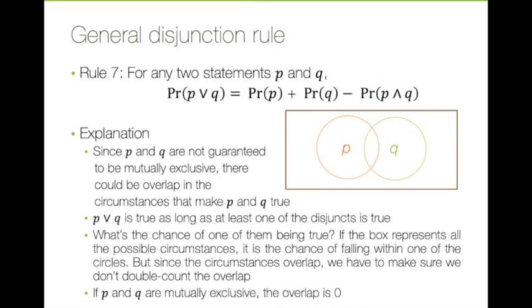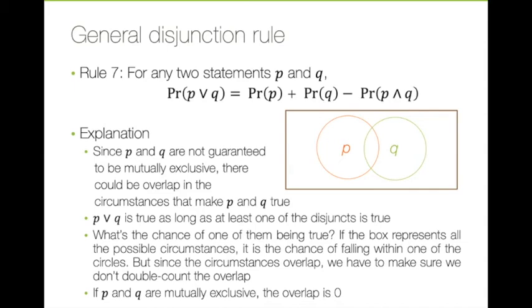P or Q is true as long as at least one of the disjuncts is true. That means it's also possible that P or Q is true when both disjuncts are true. And that's possible when the statements are mutually compatible instead of mutually exclusive. So this diagram, you can go back and contrast it with this diagram for our simple disjunction rule. Because they overlap, these sentences are not mutually exclusive.